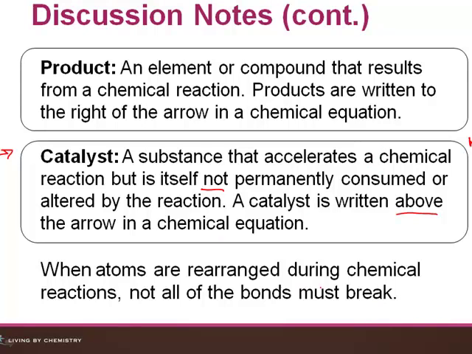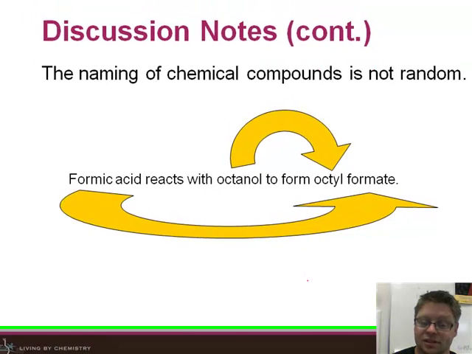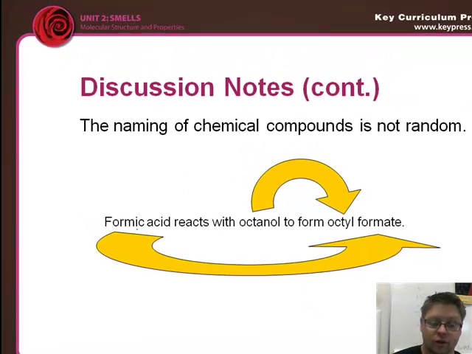When the atoms are rearranged during chemical reactions, not all of the bonds must break. Okay, they all could break, but a lot of them would form back together. And so the simplest example is when they break apart in one location. Now the name of these chemical compounds, these esters, is not random. For example, it says formic acid reacts with octanol to form octyl formate. So you can see that the octanol, the alcohol name, comes first and is written as octyl instead of octanol.